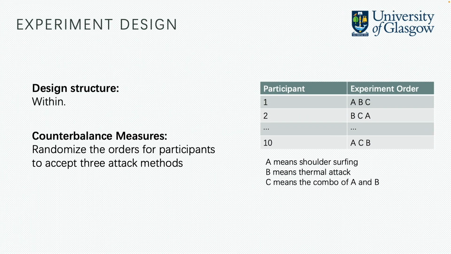For the design structure, we chose a within-subjects design because we have a very small number of participants. We also considered counterbalancing, which would otherwise influence the results of the experiment. What we do is randomize the order in which participants experience the three attack methods. You can see in the table, the first participant goes through the experiment in the order ABC, the second one BCA. The letters ABC stand for the different types of attacks.